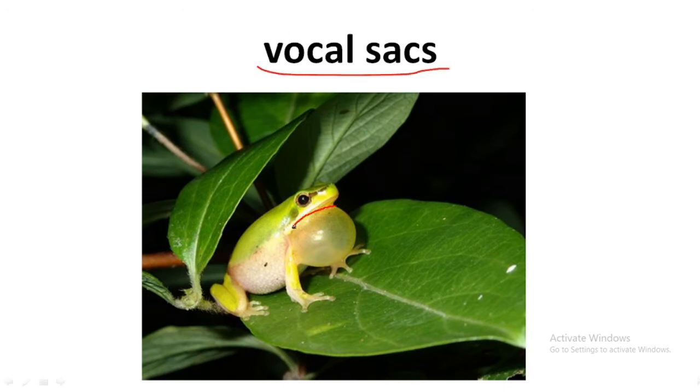The second one is the vocal sac. Here is the vocal sac, right? It is a balloon-like structure filled with air. The male has a vocal sac and the female doesn't. Through this vocal sac it produces a sound like quack quack. We call it a mating call, and you must hear this sound during their mating season from ponds or other water bodies, right?